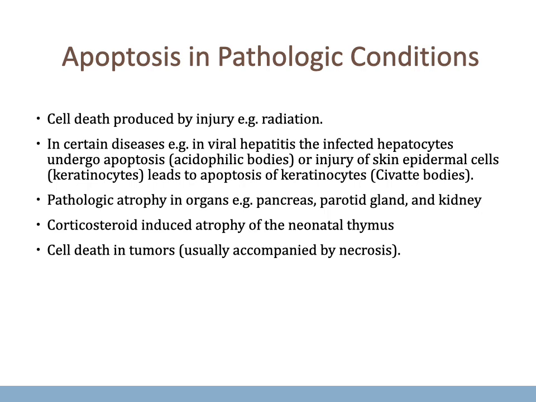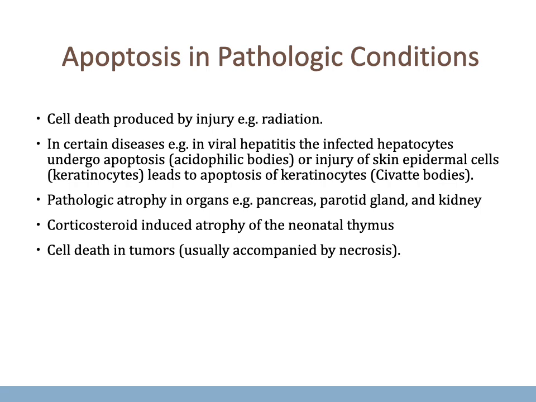Now, when do we see apoptosis in pathologic conditions? We see this in cases of injury, for example chemical injuries like radiation. Apoptosis may also occur in certain infections, particularly viral infections. However, instead of causing the cells to undergo lysis, these viral agents will integrate themselves into the genome of the organism and trigger apoptotic pathways instead.